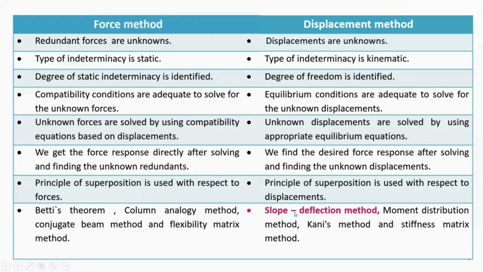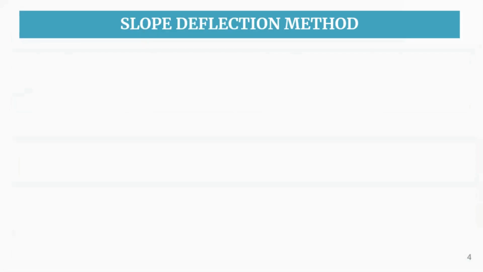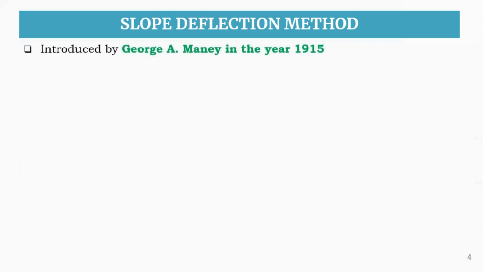So with this initial introduction related to the different methods that are used in structure analysis, we have taken the slope deflection method. This is related to the displacement method, and here in this method, the unknowns are the displacements only. Coming to this slope deflection method, it was introduced by George A. Maney in the year 1915.